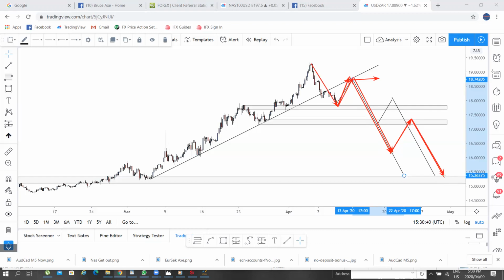Does it follow the rules? Yes, it followed the rules because wave three is always the longest. And wave four doesn't have to touch wave two there, which is very correct.